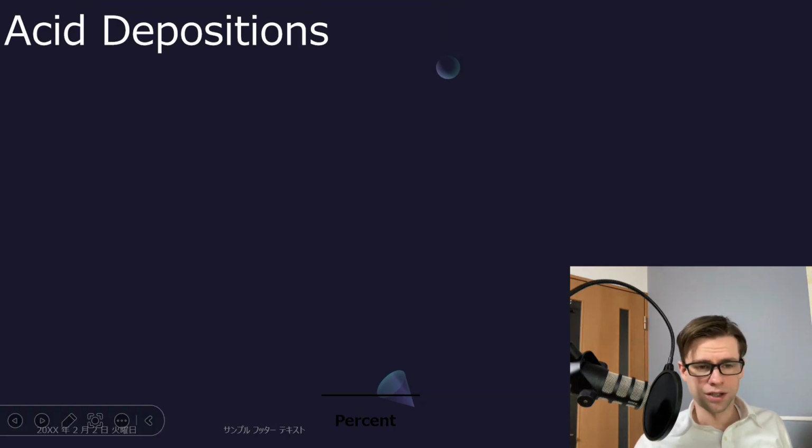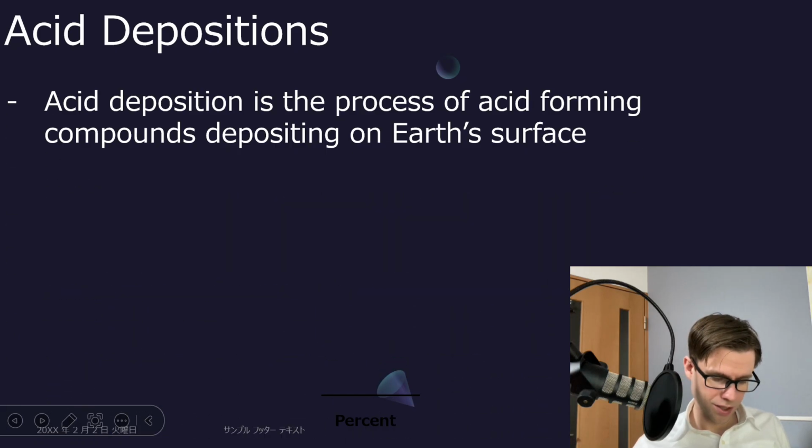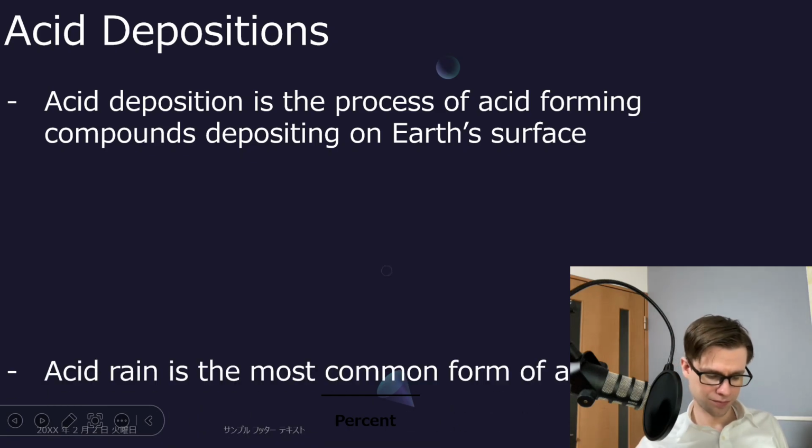So the last thing in this section is about acid deposition. This is an important environmental concern. There's a lot of chemistry involved, and IB loves to test people about this. So again, very important to know. Acid deposition is the process of acid-forming compounds depositing on Earth's surface. Whereas the acidic compounds might be locked underground or somewhere in the atmosphere, when they fall down, usually through rain, and deposit on the surface, this is what we call acid deposition.